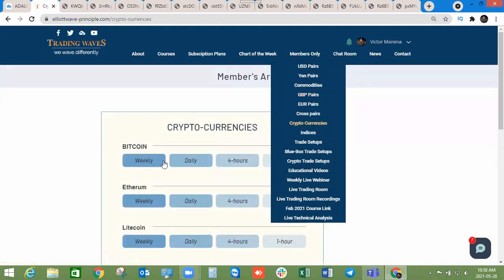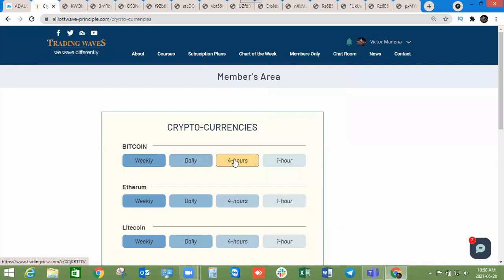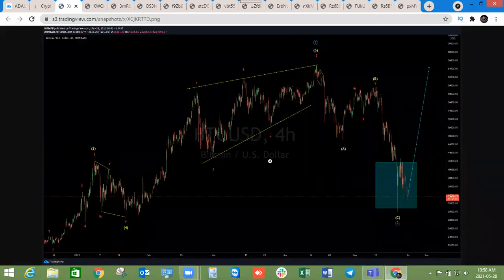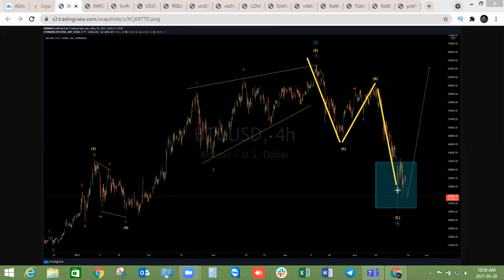So let's have a look here, the 4 hour on Bitcoin. So currently we are still here. We've got 1, 2, 3. We're looking at this as an ABC. You can actually look at this as a WXY because this is ABC. The first leg here looks pretty impulsive, pullback, and this looks impulsive. But either way, you should have the same bias. Now we are currently here on wave 4.